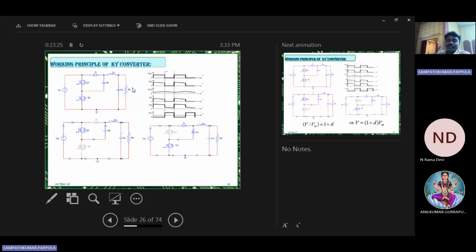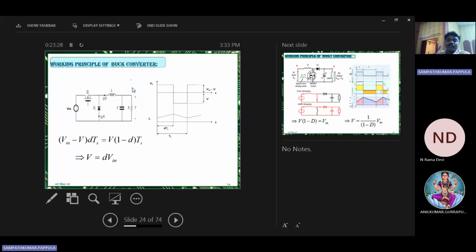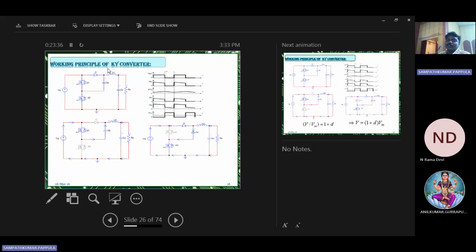But in the buck converter, what have they done? They are using only one MOSFET, one diode, one inductor, and one capacitor. But in the K-way converter, depending upon the required stepping down voltage, instead of one, they are using two MOSFETs, and one capacitor extra. They simply name it a K-way converter.